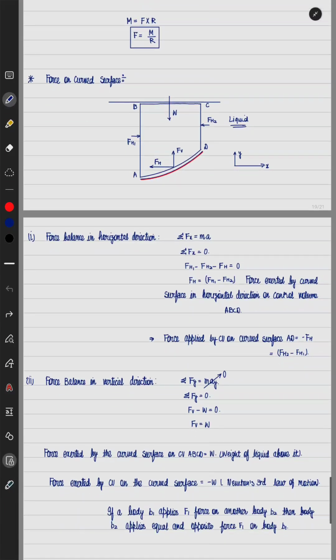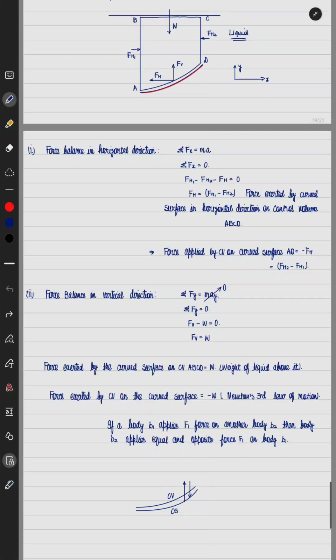Then we discussed force on curved surface. If I have any curved surface placed in a liquid, then how to evaluate the force on the curved surface? The method we described: if I have curved surface AD, we will extend a surface from A all the way up to the interface of air and water, and from D also in the same way we will extend a hypothetical surface from D to the interface of air and water. And we applied the force balance in x direction and force balance in y direction in order to obtain the total amount of force acting on the curved surface.